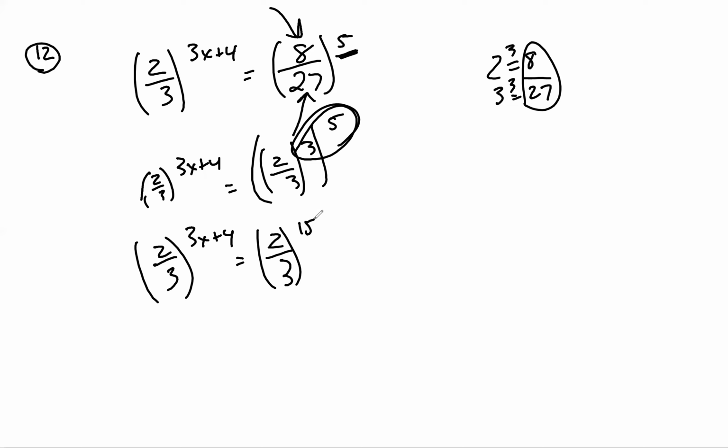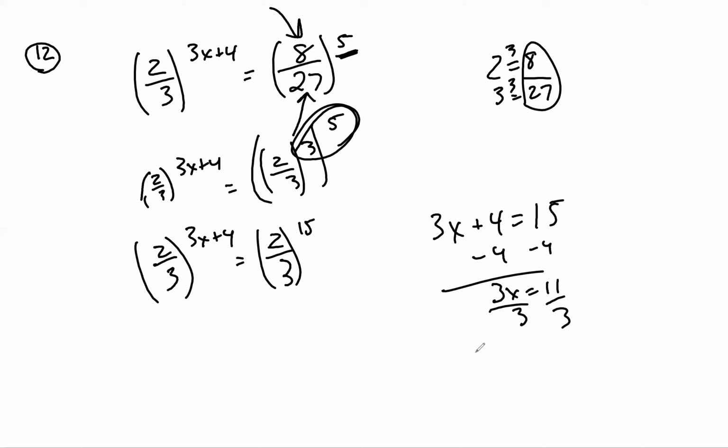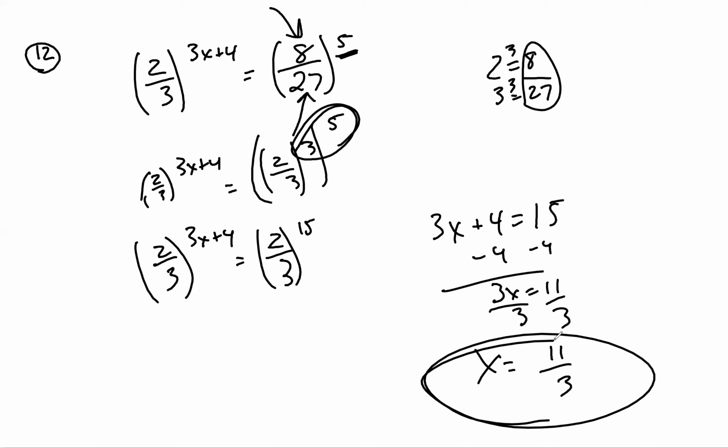And hey, guess what? Our fractions are the base. And since they're equivalent, we can just say 3x plus 4 equals 15. And then I just minus 4, and I get 3x equals 11. And then I divide, and I get x is 11/3. And now I'm done.